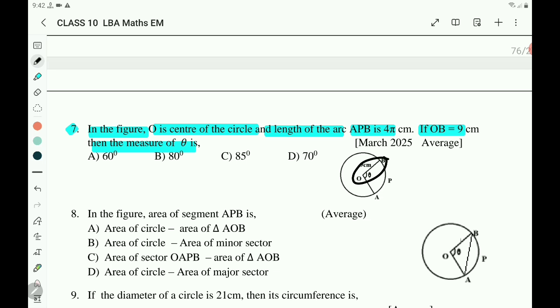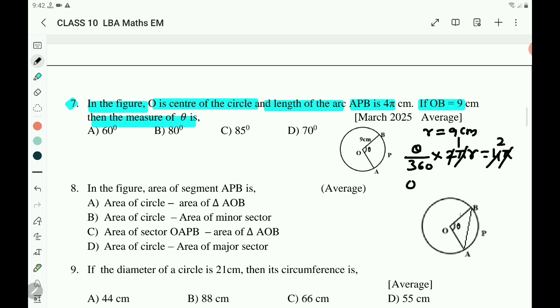Radius is given. OB is equal to 9 cm, which means that is the radius. R is equal to 9 cm. And the length of the arc of the sector is given. That is theta by 360 into 2 pi r is equal to 4 pi. You can cancel this pi and this pi. 2 ones are 2, 2 twos are 4.